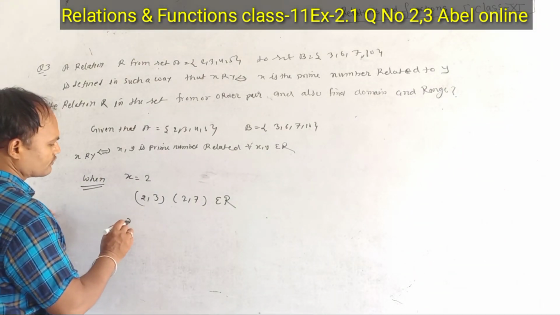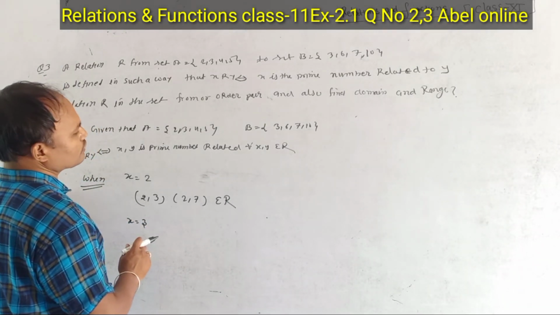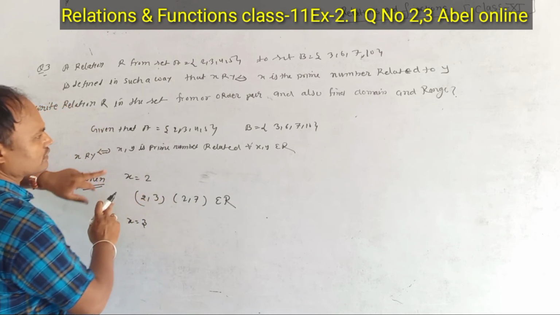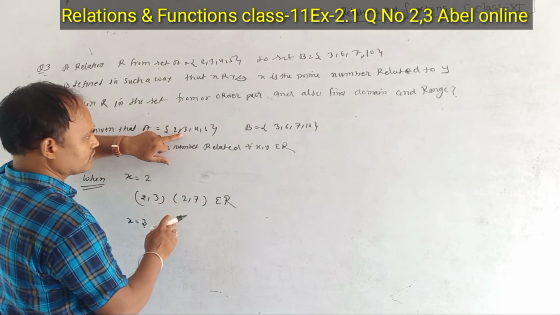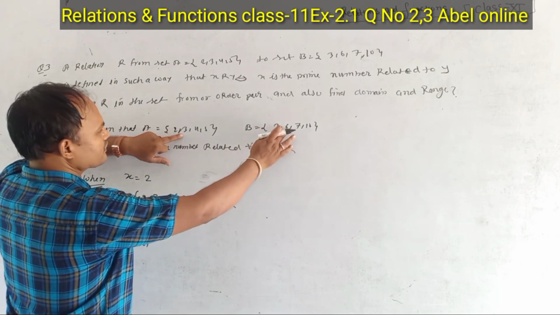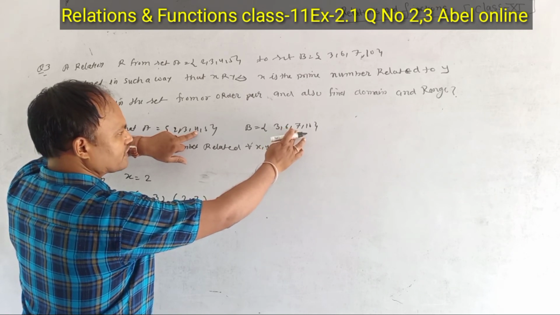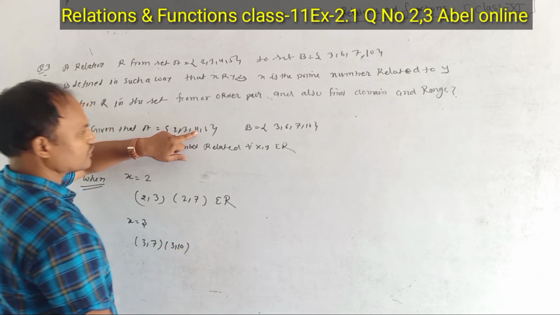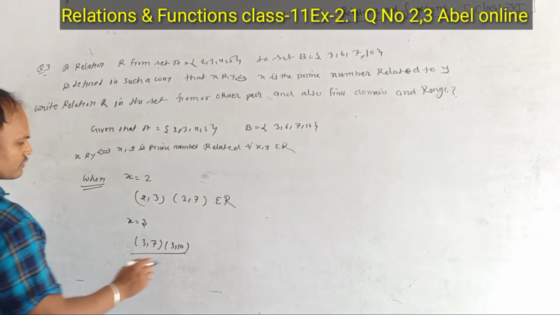Now x equals 3. 3 and 3 have a common factor, so we don't take it. 3 and 6 have a common factor. 3 and 7 have no common factor, so (3, 7) is taken, and (3, 10) we can also take, because there is no common factor between 3 and 10. So these belong to R.